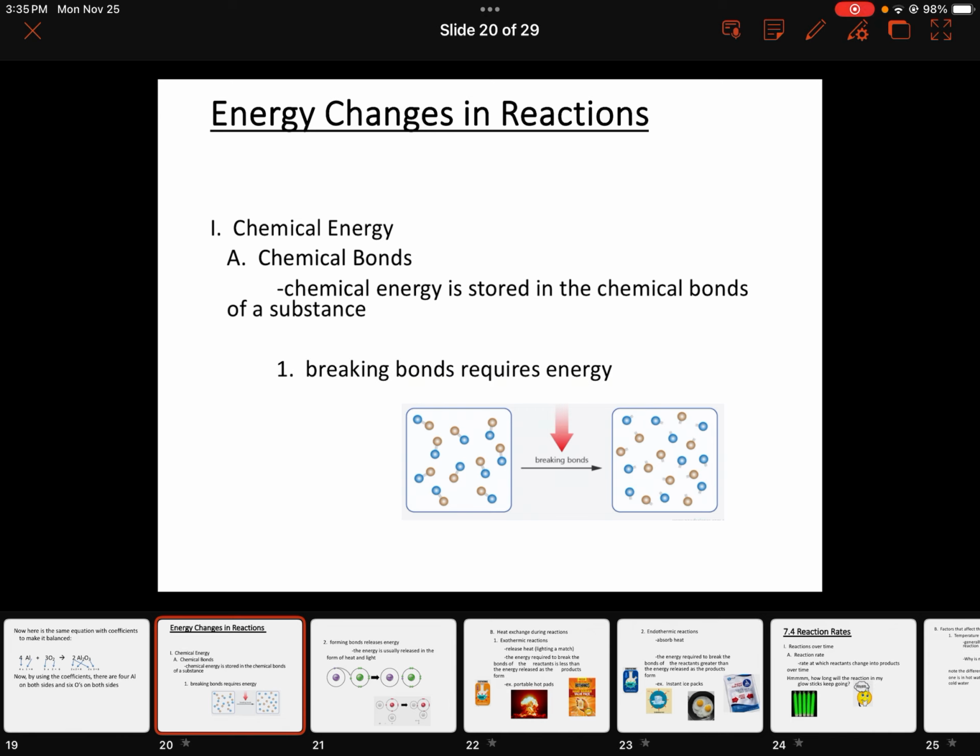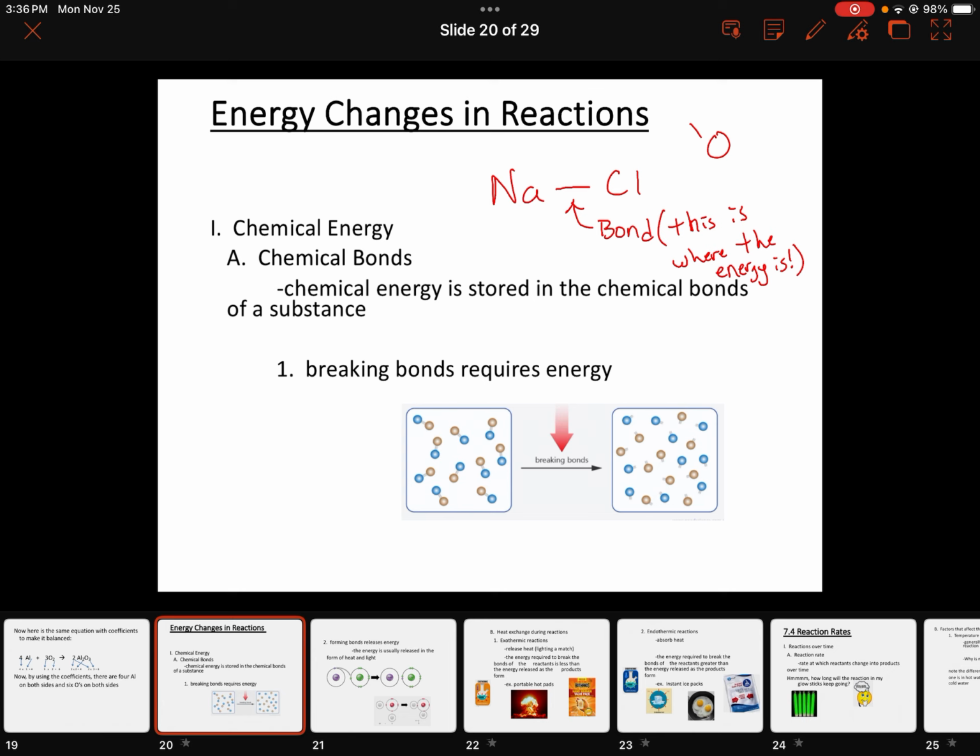Okay, for this video, I would like to talk about energy change in reactions and the fact that all of these compounds we're talking about contain energy, and that energy is stored in the bond. So if I have something like sodium bonded to chlorine, that line represents the bond. That bond is where the energy is.